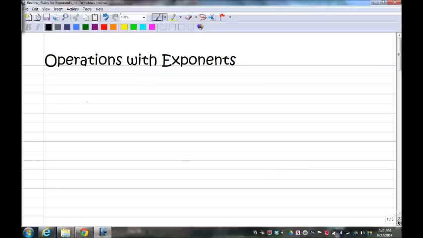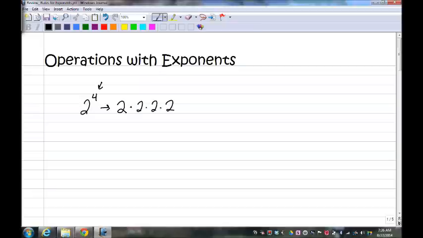So, for example, if I have 2 to the 4th power, 2 is the base and 4 is the exponent or the power. What this means is that you would multiply 2 by itself this many times, whatever the exponent of the power is. So 2 times 2 times 2 times 2.